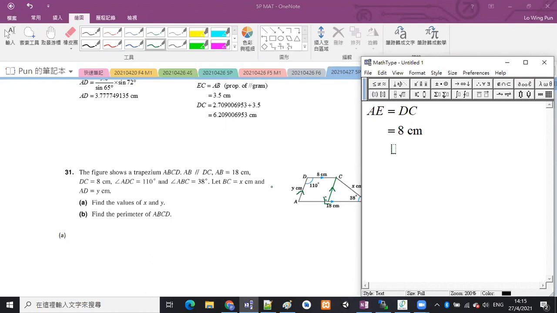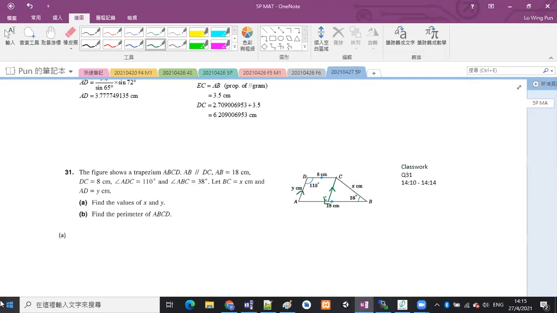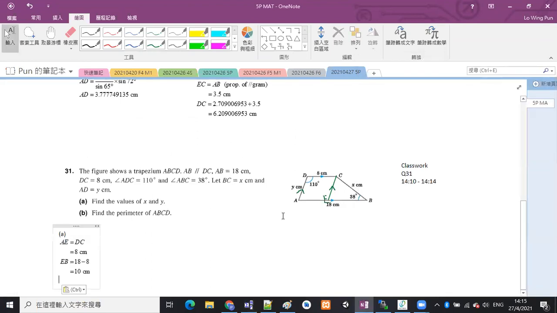And then because the whole AB is 18 cm, and another part AE is 8 cm, which means that the other part EB is equal to 18 minus 8, which is equal to 10 cm. Can you get this? Okay, I mean, this is 8. And this part is 10. Is it okay?